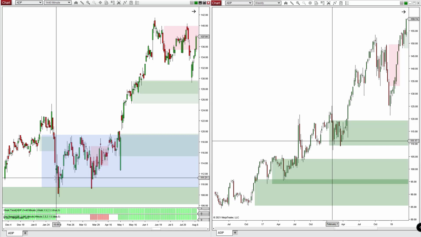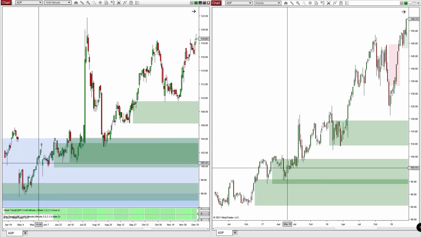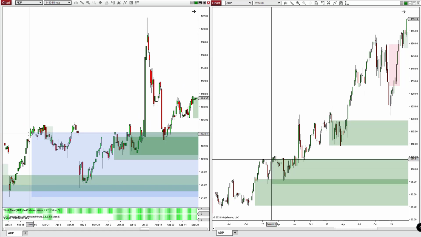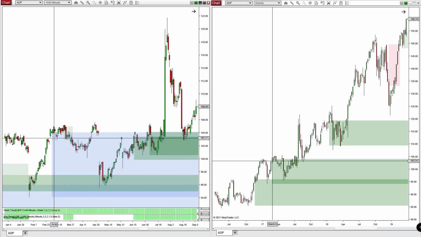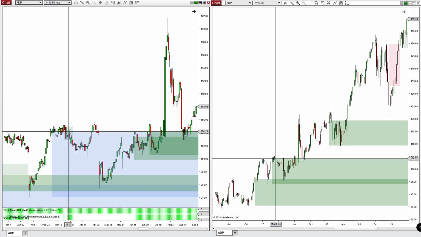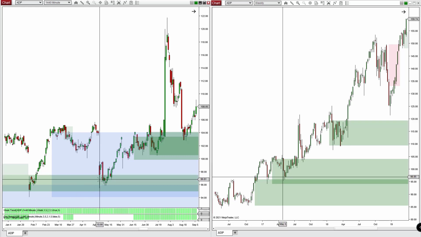But this would give you a great place to start. Let's go back here because we can see back here we also go into a trend. Now, check this out. We're inside of a weekly buy zone. We come down. Here's a daily buy zone. This one doesn't work out.